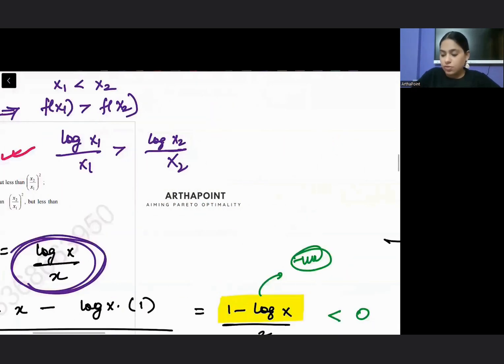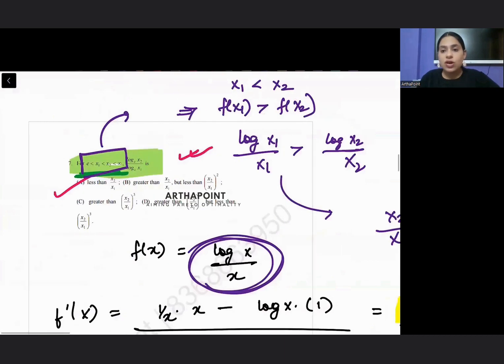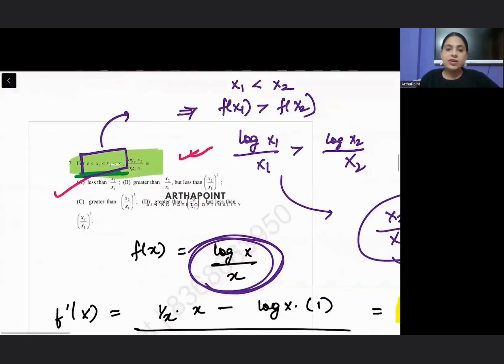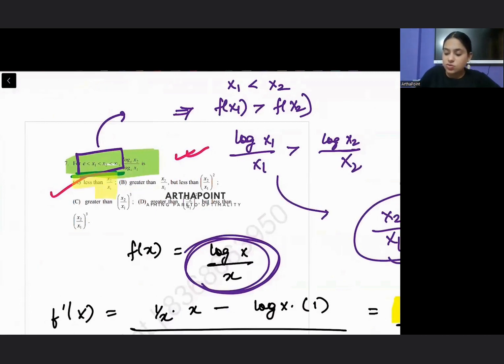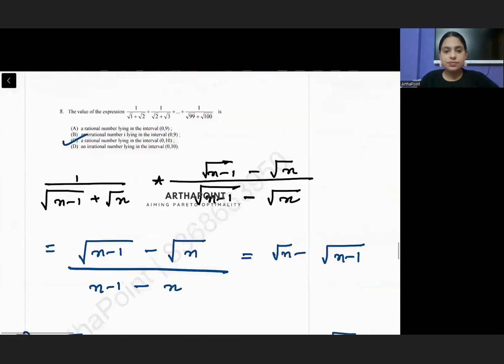So from here I have got log x1 by log x2 will be greater than x1 by x2, or if I just write this in the reverse way, x2 by x1 will be greater than log x2 by log x1. So we have proof that log x2 by log x1 will be less than x2 by x1, and therefore the answer to this question will be A, right? Okay, beta, come to the next question.